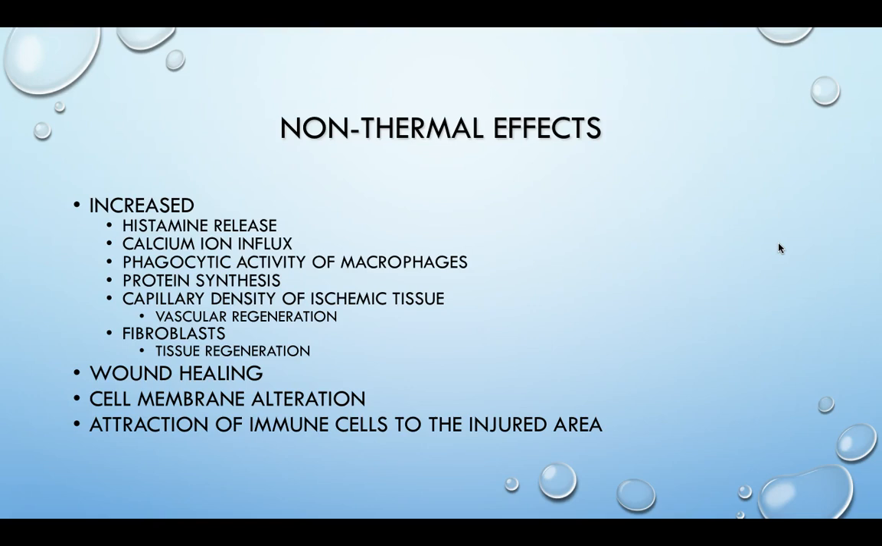Those cell membrane alterations that we talked about with the microstreaming already, and then the attraction of immune cells, like the macrophages, to the area. So basically, it's helping with the resolution of inflammation. We get more breakup of the fibrin. Those bubbles and the flow help to break up any waste products and make them more likely to then be removed by the phagocytes.